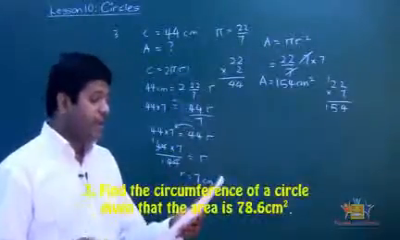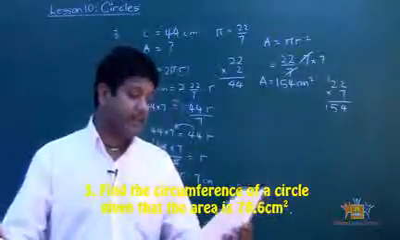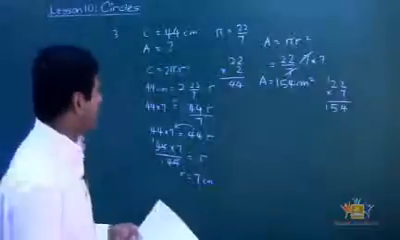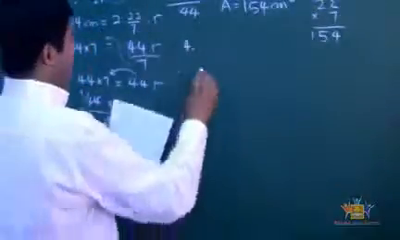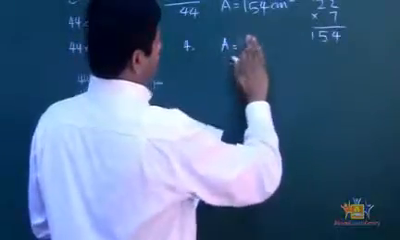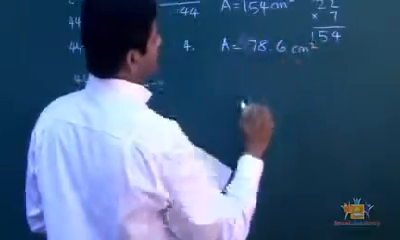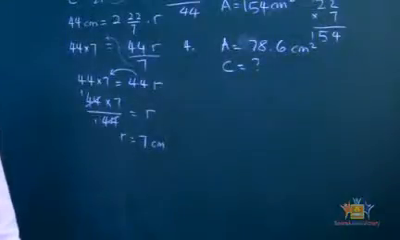This says find the circumference of a circle given that the area is 78.6 centimeters squared. Number 4, this time you're given the area. So the area is 78.6 centimeters squared, and it asks you to find the circumference. So how do you do that?